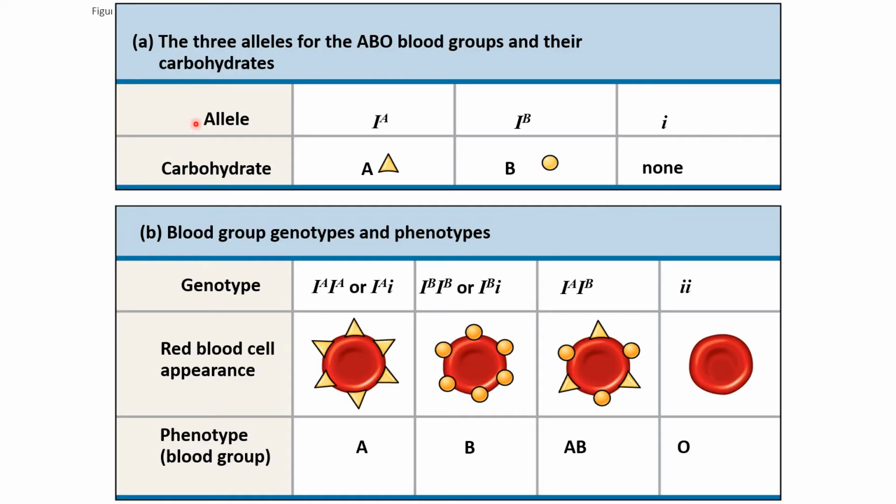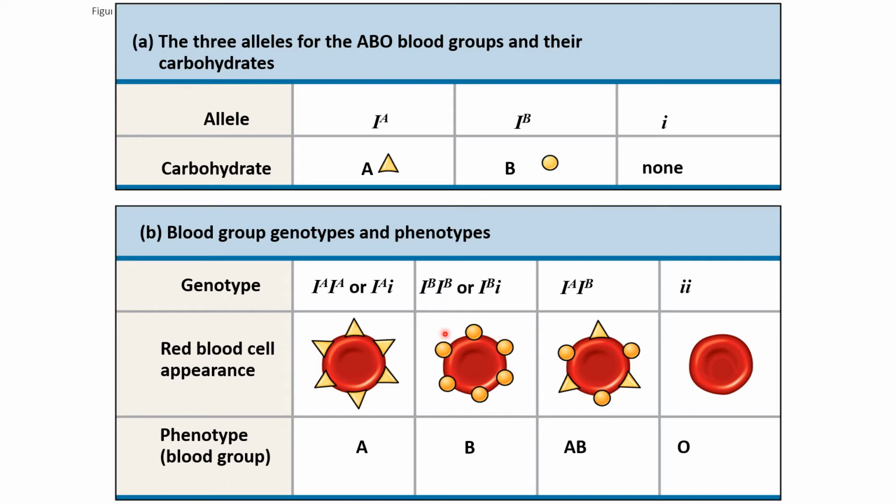For the blood group of ABO, it's controlled by three alleles, A allele, B allele, and O allele, like this, IA, IB, and i. The difference between the blood groups is the presence of the carbohydrate on the cell membrane of the blood cell. Blood A will contain the carbohydrate type A, and B contains the carbohydrate of type B.